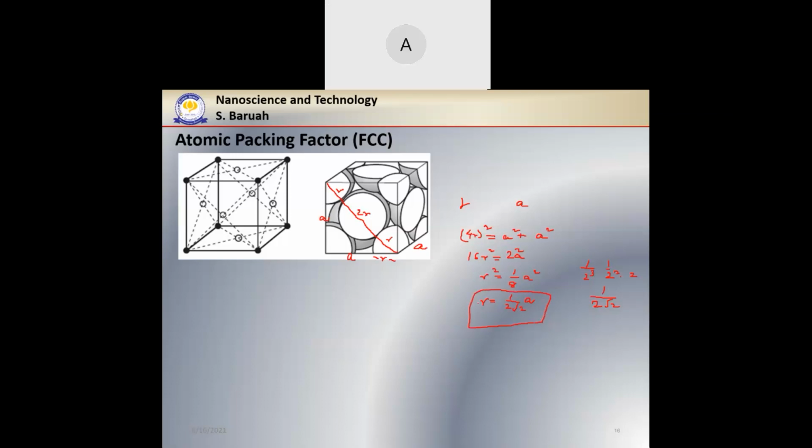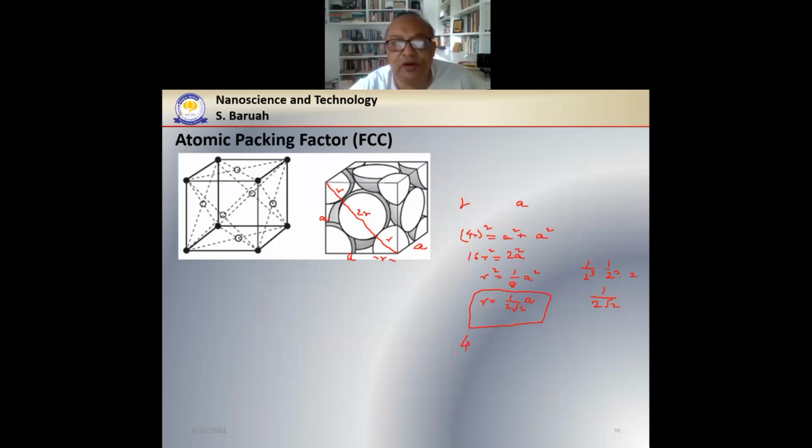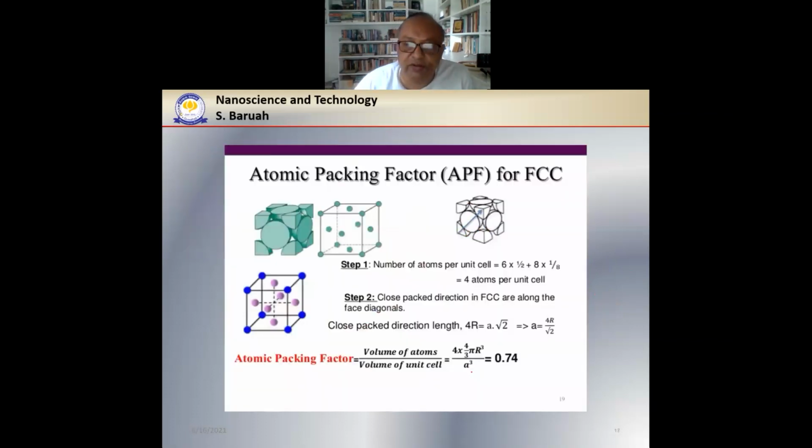How many atoms do we have inside now? We have 4 atoms now, right? 4 atoms inside. So calculate the volume of one atom like before. If I have the volume of one atom multiplied by 4, I get the fraction that is inside. That means the volume of that is divided by the volume of the cube. If you do this, you should get about 0.74. Yeah, 0.74, as you can see here. You get 0.74.